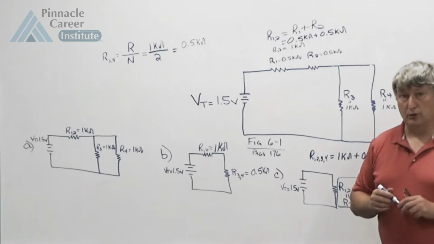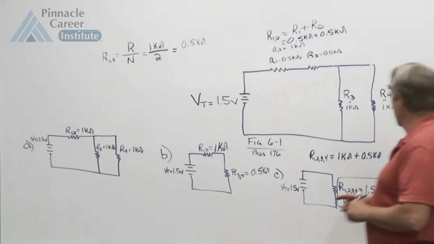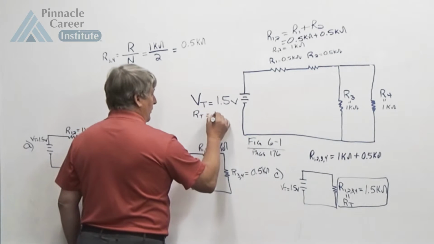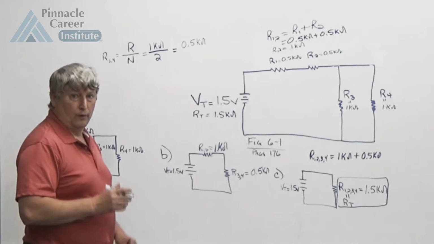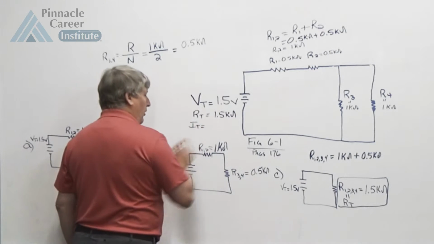That's the first thing you have to do. What you would do from here then is solve for your total current. Since our R total, we know now, is 1.5 k ohms, which is 1,500 ohms, we can solve for I total using Ohm's law.